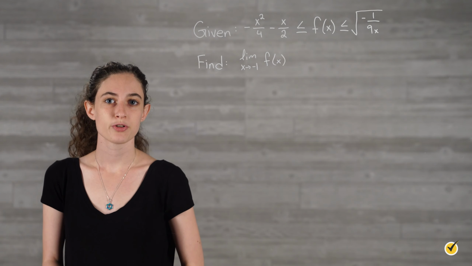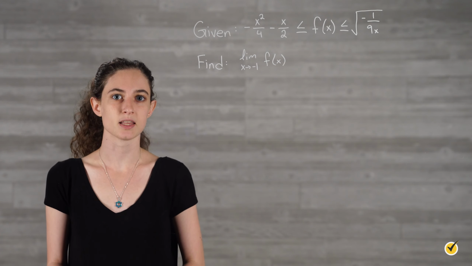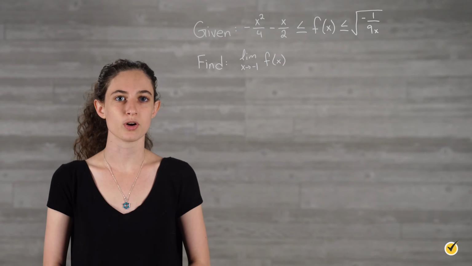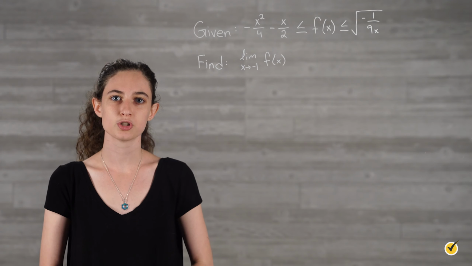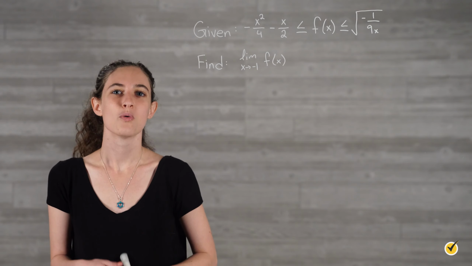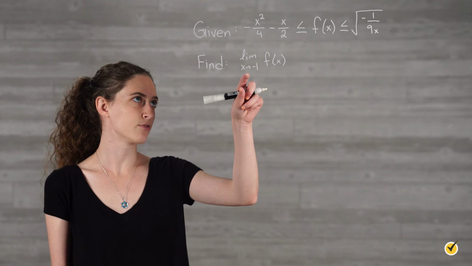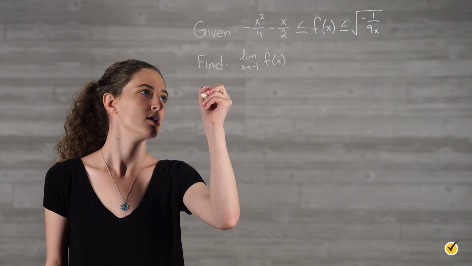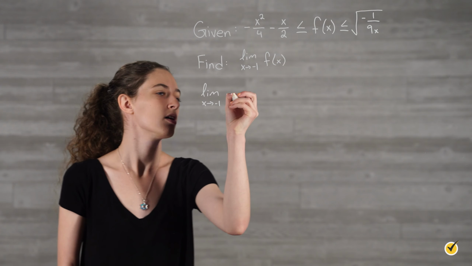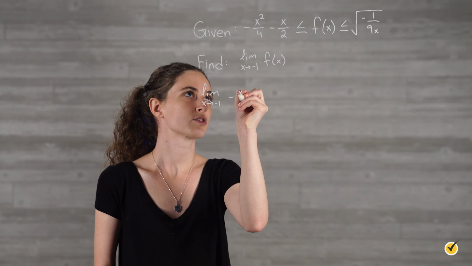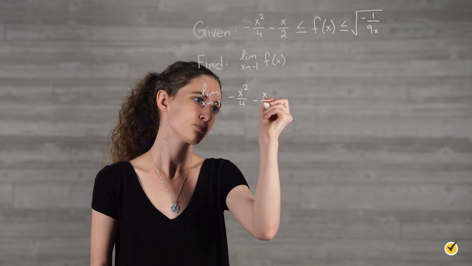If negative x squared over 4 minus x over 2 is less than or equal to f of x is less than or equal to the square root of negative 1 over 9x, use the squeeze theorem to find the limit as x approaches negative 1 of f of x. We're going to start solving this problem by finding the limit as x approaches negative 1 of this function. So the limit as x approaches negative 1 of negative x squared over 4 minus x over 2.